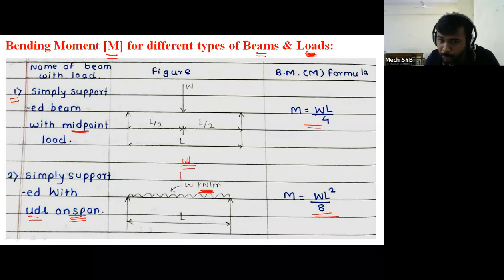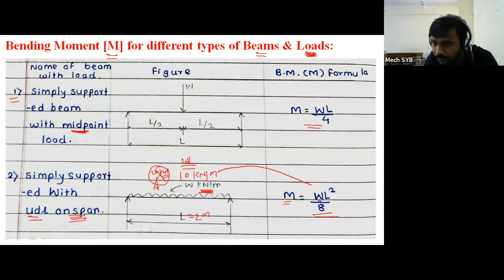For example, this UDL value is 10 kilonewton per meter and the length is given as 2 meters. If you look at the formula M is equal to WL square divided by 8, which value should we take as W? Don't convert 10 into 2, 20 kilonewton. So like that, don't convert UDL into point load. Take this W value as it is in the bending moment formula. Only, what do we have to do: it is given as 10 kilonewton per meter, and we have to convert it into newton per mm.